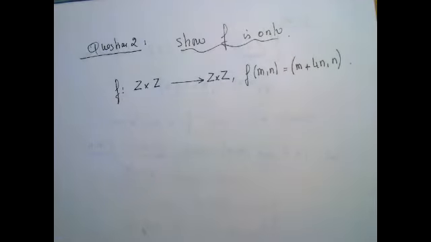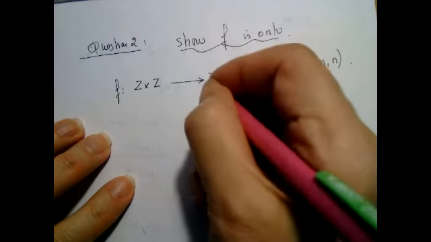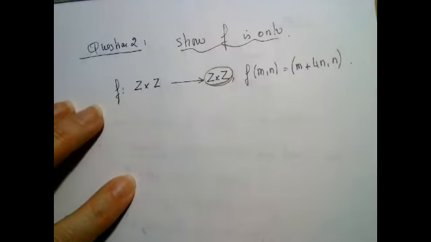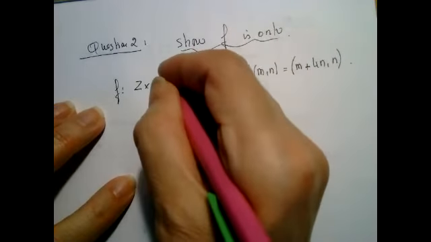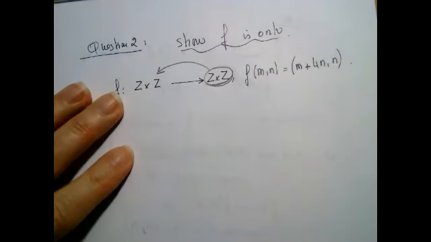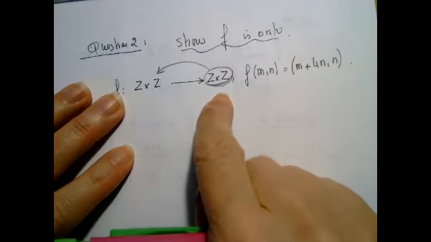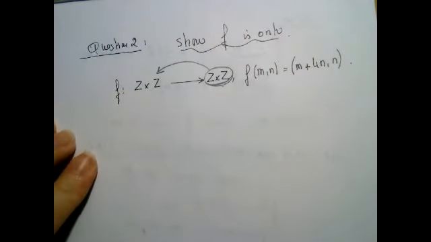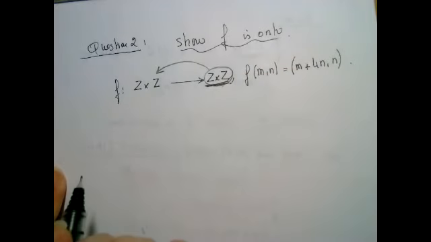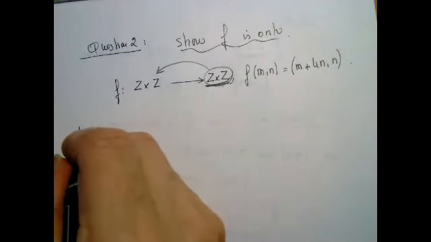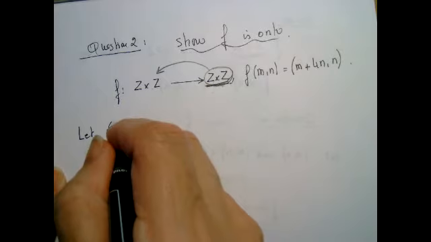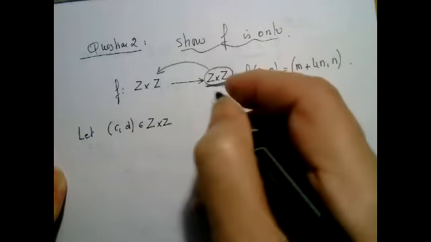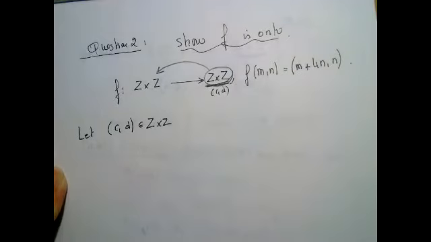Okay, how are we going to show it is onto? To show it's onto, I have to start with a pair from here. That's where I should start. And then I have to give you an ordered pair in Z cross Z that's mapped into it. I'm not this time telling you it is onto, so I have to start with an arbitrary element in here. You can call it anything you want. So let (c, d), for example, be an element in Z cross Z. That's my ordered pair.